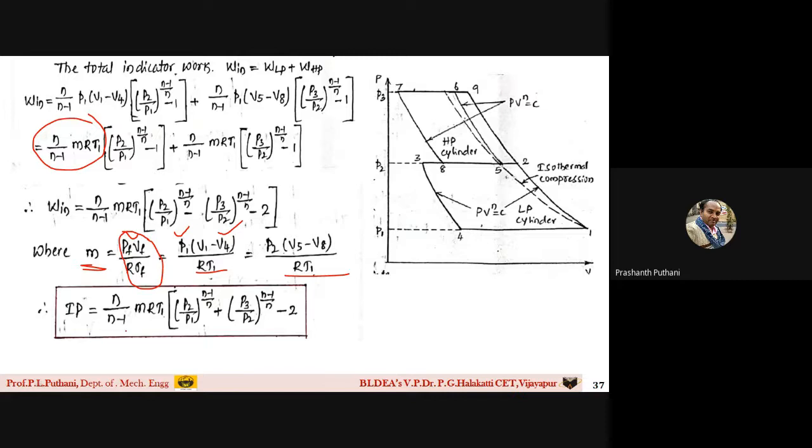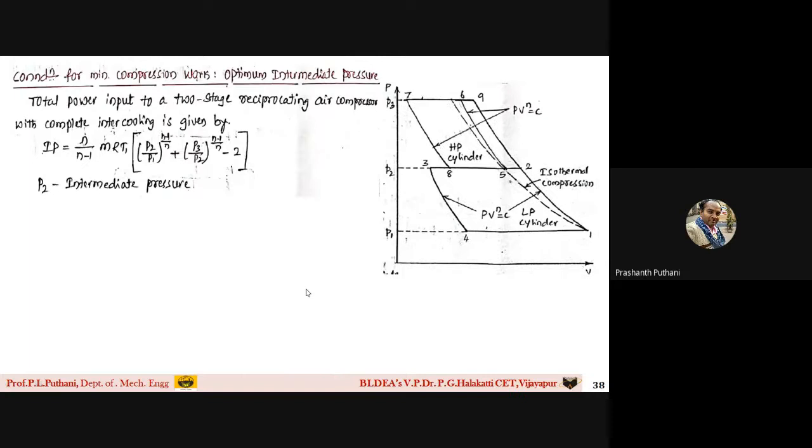That is P2 by P1 raised to the power of n minus 1 by n plus P3 by P2 raised to the power of n minus 1 by n, minus 2. It is minus 2. Here, one small correction: this should be a plus sign. Is it visible to you? So this is the work input for a multi-stage compressor having two stages.